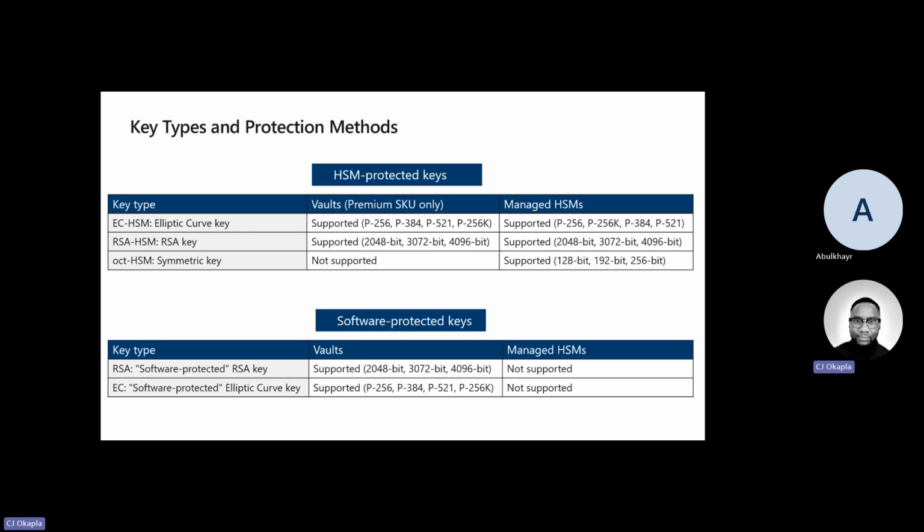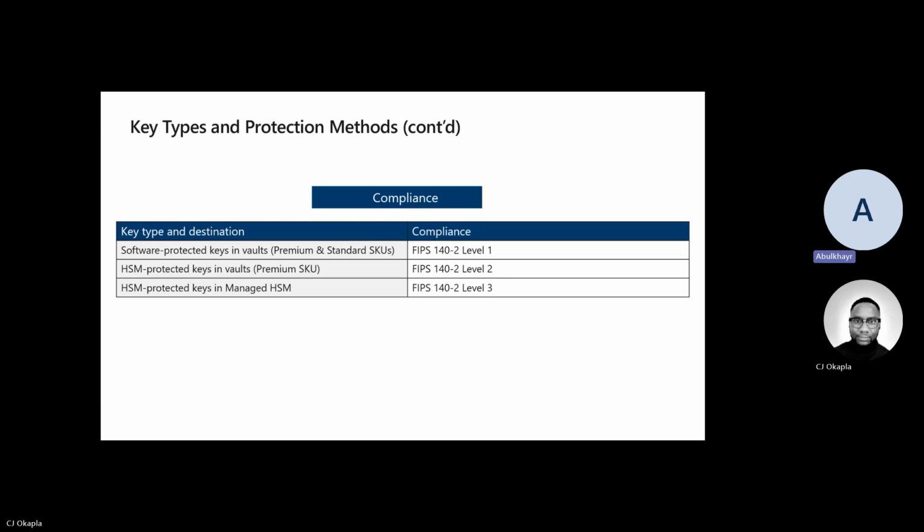So we also have software protected keys. The key type could be RSA, software protected RSA keys, and then EC, software protected elliptic curve keys. But as a software developer or engineer, you don't have to worry about these kinds of differences. The most important thing for you is to know how to use Azure Key Vault, how to rotate the keys, and how to store your secret in it.